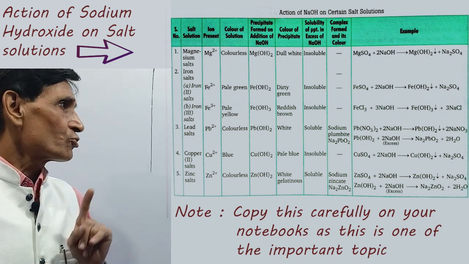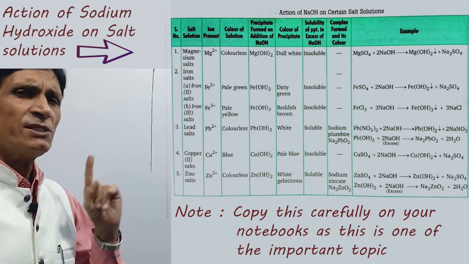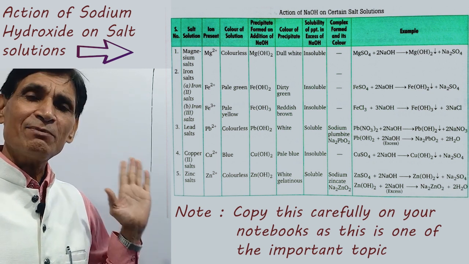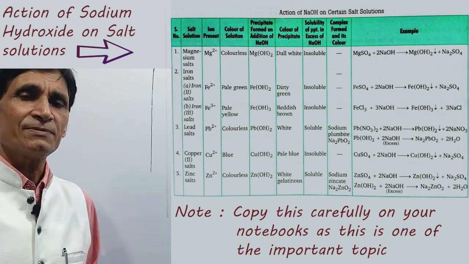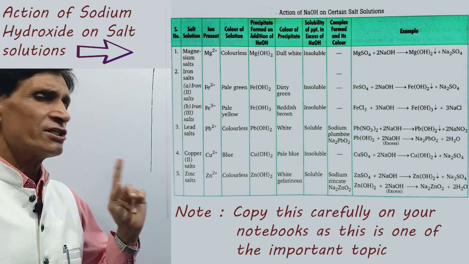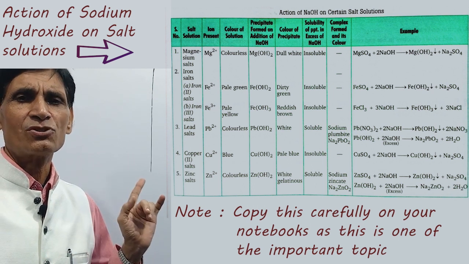On adding sodium hydroxide solution drop by drop, there is formation of a pale blue precipitate. Formula of the precipitate Cu(OH)2, and name of the precipitate cupric hydroxide. On adding excess sodium hydroxide solution, the precipitate does not dissolve, it remains unaffected. Remember this in case of copper salt.